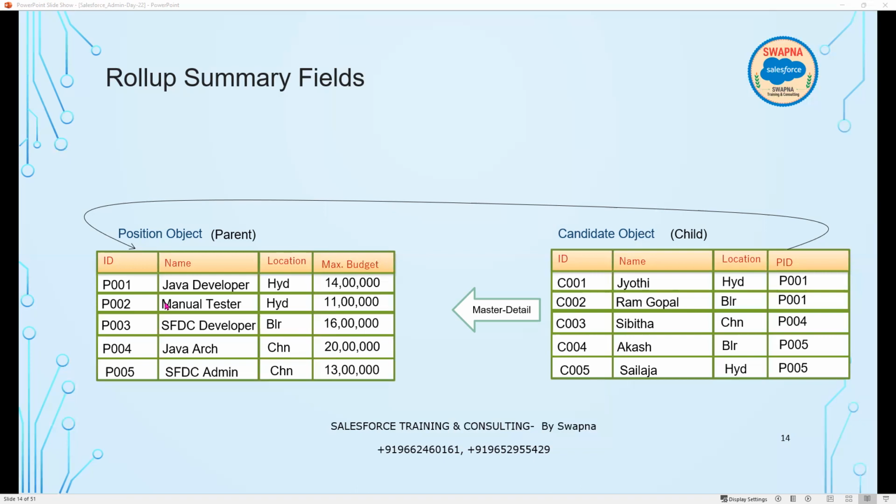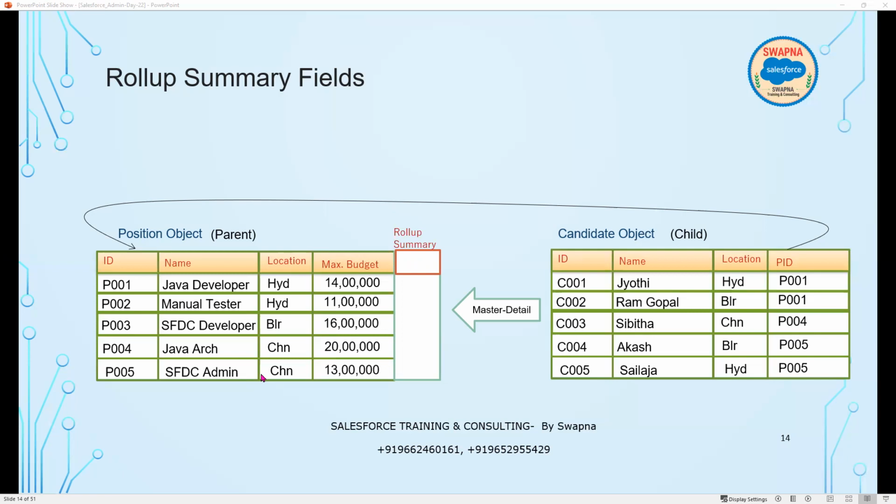So we created the position object, we created the candidate object, and in between we linked the relationship between these two. Now, whenever we have a master detail relationship, only then can we create a roll-up summary field on the parent object. On the parent object, I can create a new field which is called a roll-up summary field.